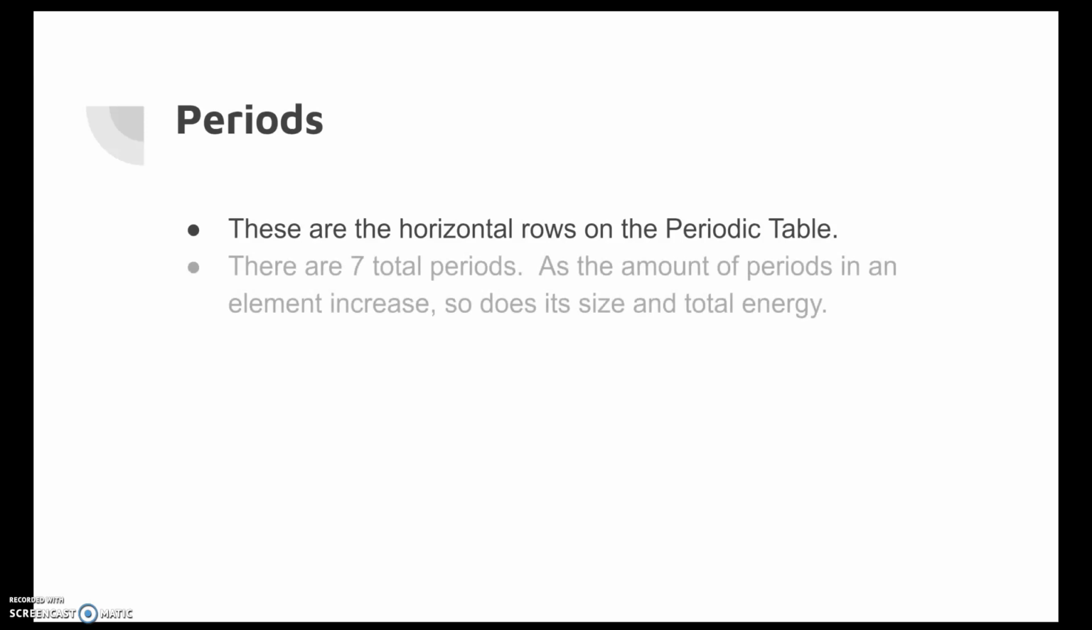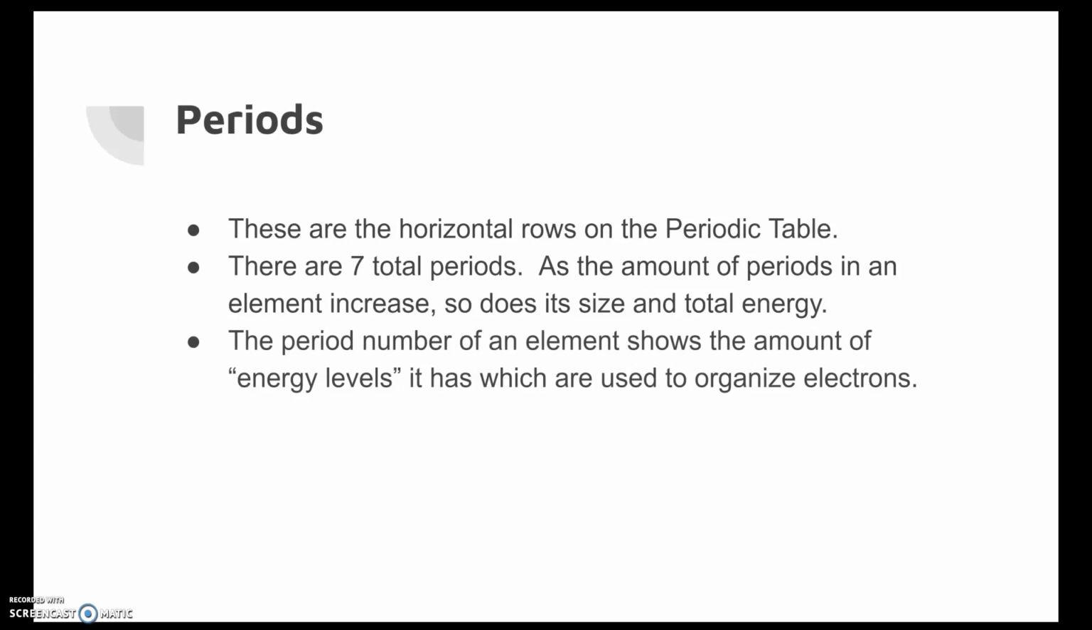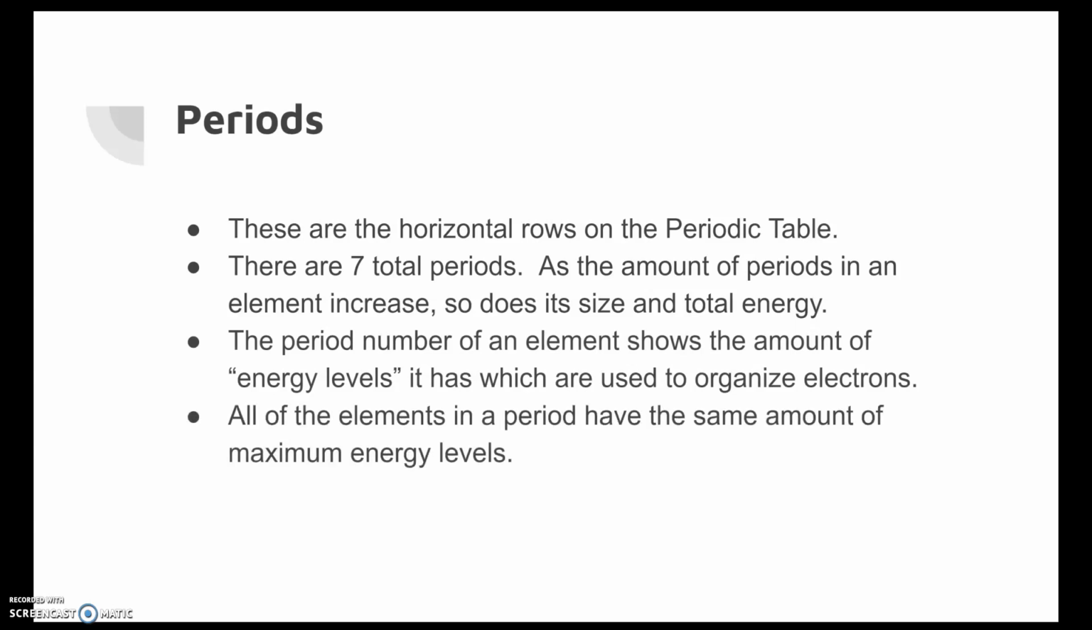And we talked about the two directions in which the periodic table is organized, right? In periods and in columns, in groups. We talked a little bit about periods. These are the horizontal rows on the periodic table. There's seven of them. Within a period, there's the same maximum amount of energy levels. And there's seven of them starting at the top and going to the bottom of the periodic table. As you do, the periods closer to the bottom have atoms that are larger due to the increased number of electrons.